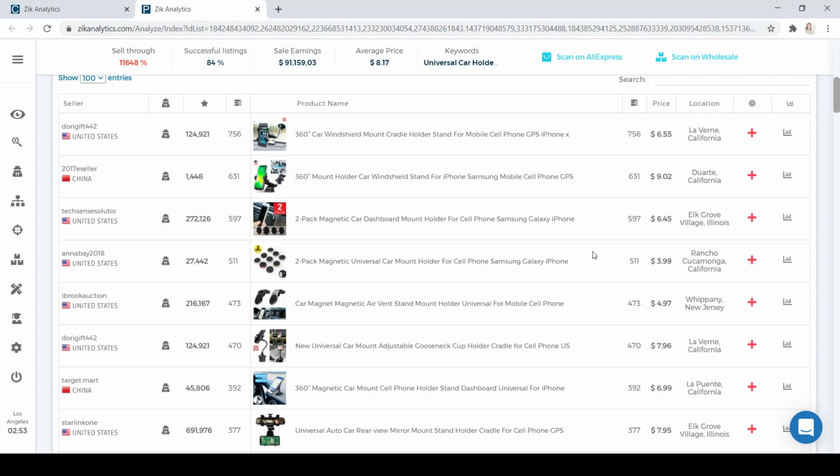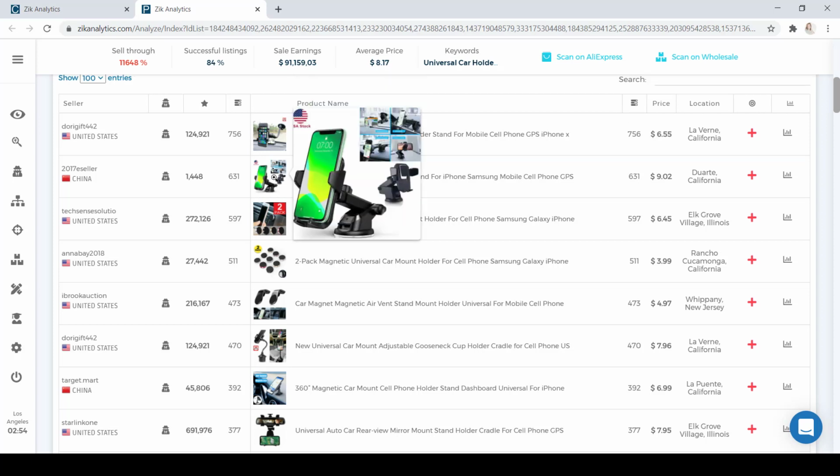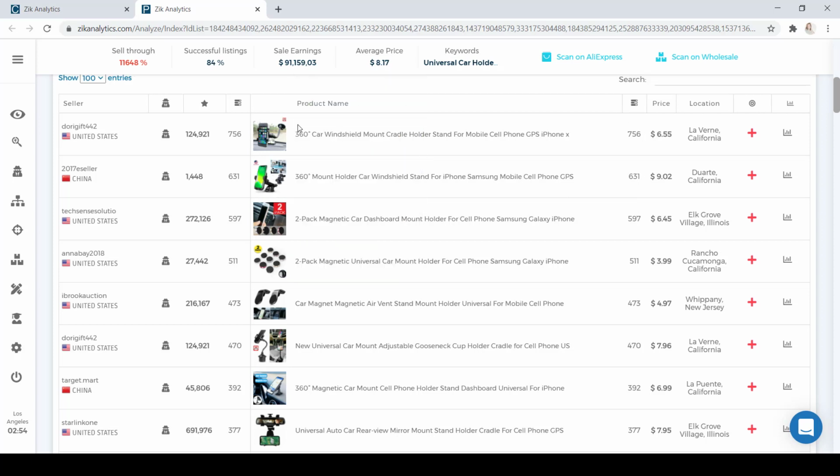So here in the product list, we have a few very important clues. We need to understand them, and we need to know what is more important from the other. So here on the left, we have amount of sales, as well as here on the right. And the amount of sales tells you how many times these listings sold. So as you can see, this first listing sold 756 times, and the second listing sold 631 times. Then here on the right, we have the price, which is the selling price of the item. This first item here sold for $6.55. The second item sold for $9.02.